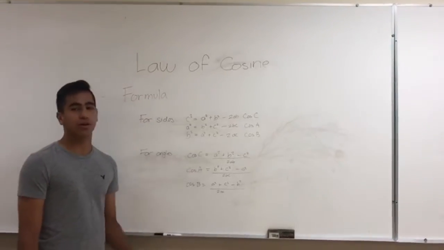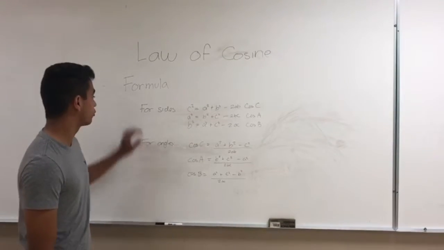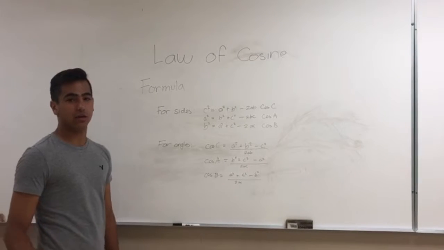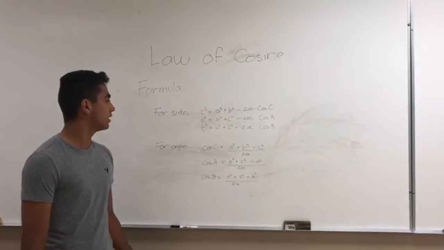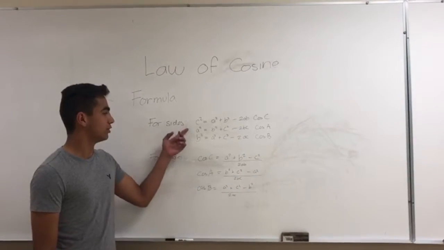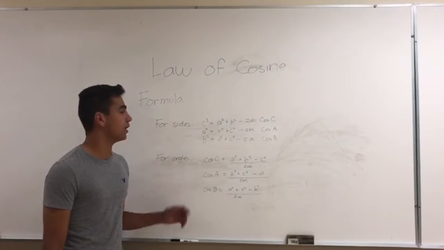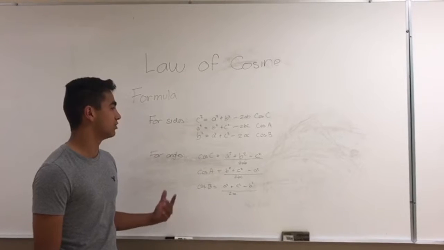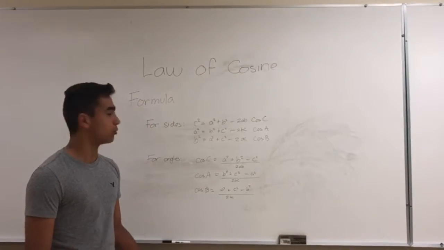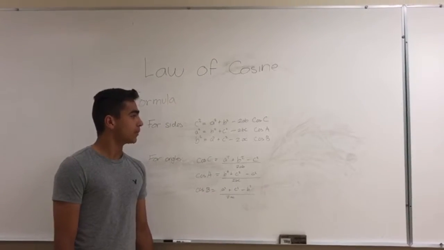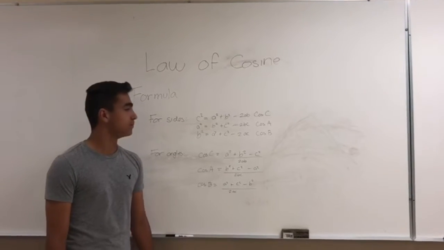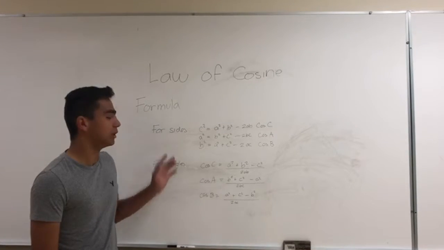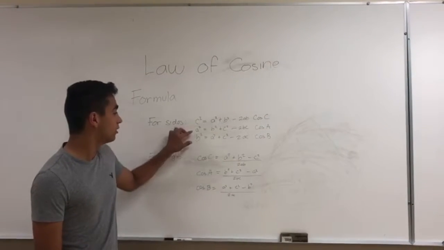You can use law of cosines for two different things. The first one is to find the sides of a triangle, and the second one is to find the angles of a triangle. And for finding a side of a triangle, you have to use these three formulas depending on the side you want to find. If you want to find side C, you have to use the formula C squared equals A squared plus B squared minus 2AB multiplied by cos of C. And if you want to find any other side, you only have to exchange the letters.